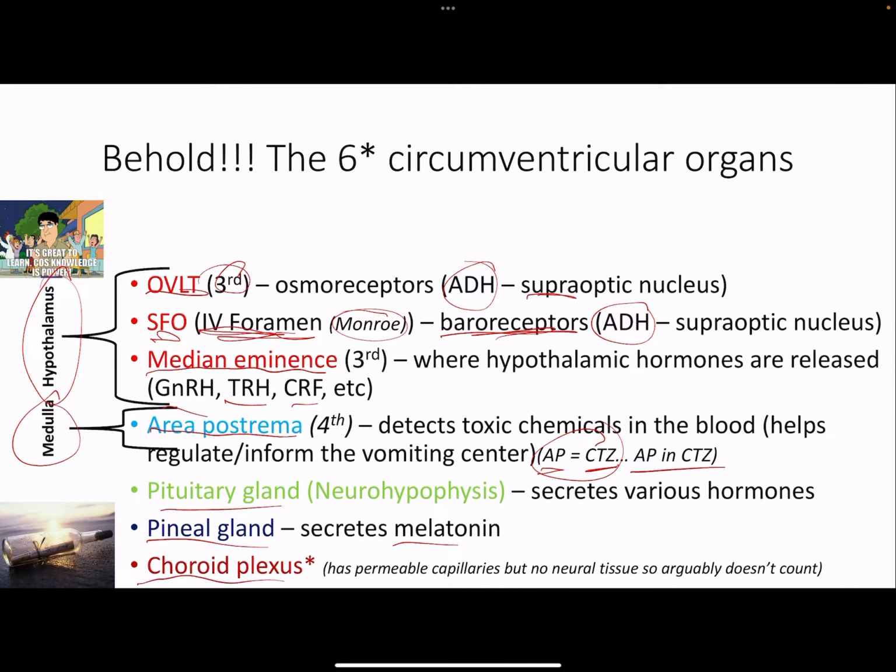And then the choroid plexus, technically you could think of it as a seventh one, but it doesn't really count. It has permeable capillaries, which can allow aspects of the brain to interact more directly with the bloodstream. But it doesn't actually have neural tissue and neurons. So arguably, it doesn't count.